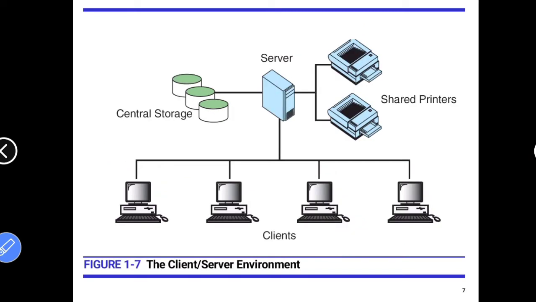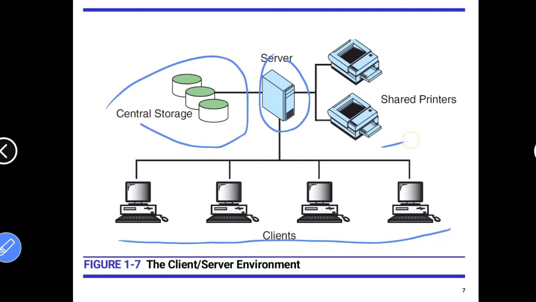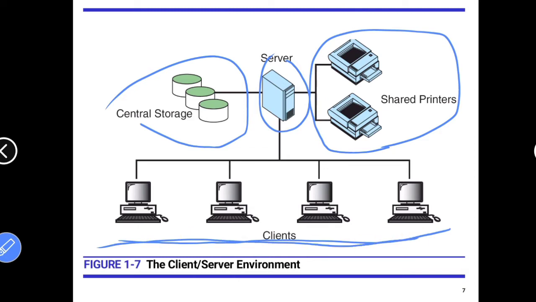Now come to another picture, called the client server environment. There is one particular server and multiple clients are connected with that server, and this is the central storage and this is the shared printer. This is the basic structure you will see in a cafe. The cafe uses this type of server. They connect multiple terminals to a particular server, and that server has internet facilities, and that server is also connected with the printers.